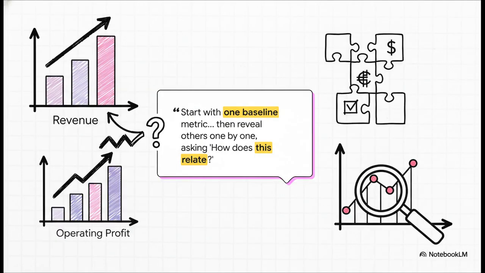And this lets you have a much smarter workflow. Here's a pro tip. Instead of turning everything on at once, try this. Start with just one key baseline metric, maybe revenue. Then bring in another one, like operating profit, and ask yourself, okay, how does this relate to my baseline? This way, you build the story piece by piece, so you never get lost in the data.